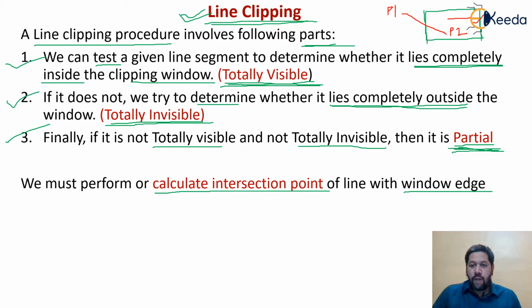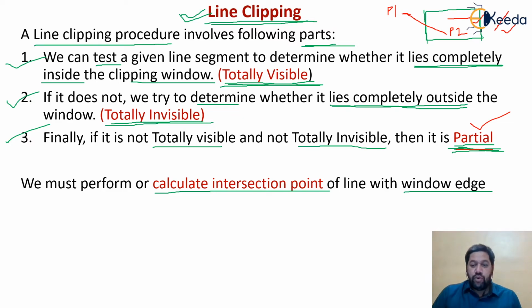Now what about P1 and P2? The line P1, P2 is not totally visible, and it is not totally invisible. Now I consider another example. Suppose this is my line. This line is totally invisible because it is completely outside my clipping window, outside this rectangle. So what about line P1 and P2? The line P1 and P2 is partial.